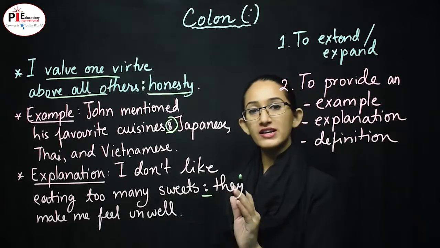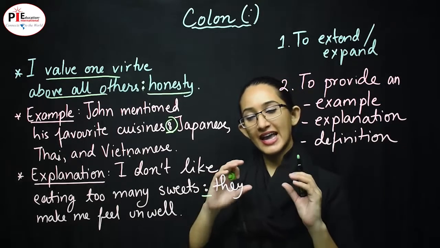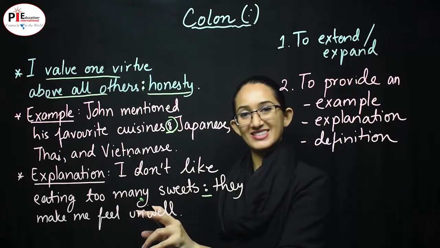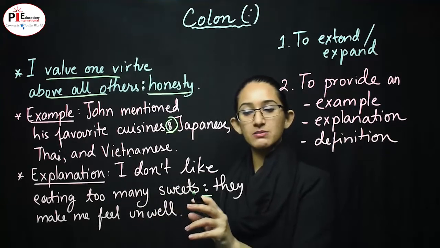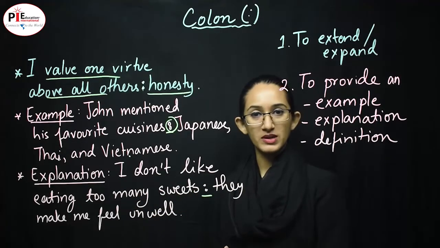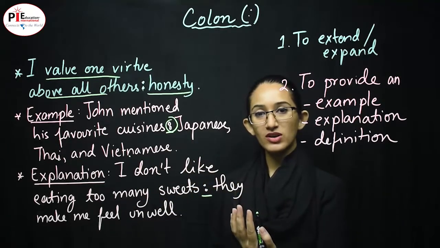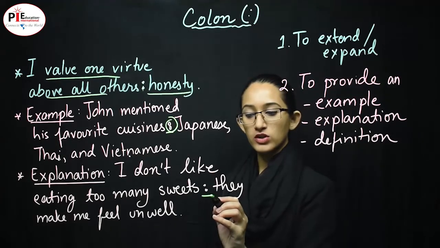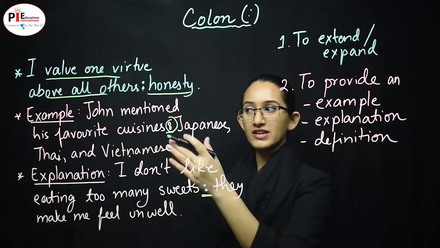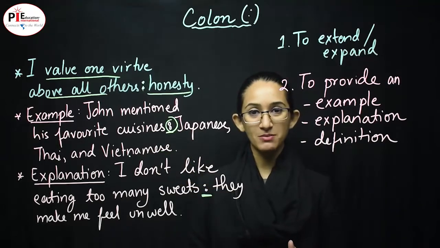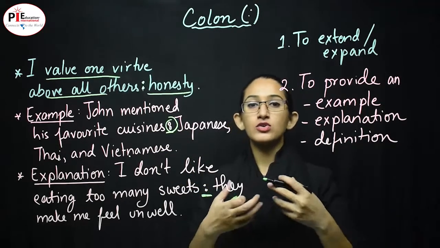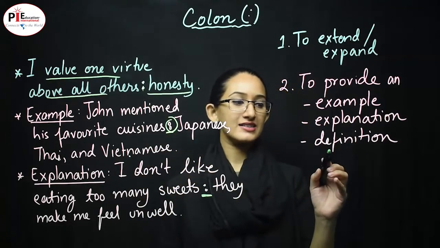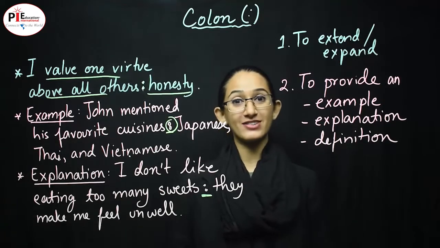So here the colon is being followed by an explanation of why this person does not like sweets, right? So the first sentence is giving me a statement that I don't like eating too many sweets. The part after the colon is giving me an explanation of why that is. So sometimes when you want to show an explanation, or in the previous example you want to show an example of something, we use a colon to introduce that example or explanation. Let's take a look at the example of how we use it before a definition.